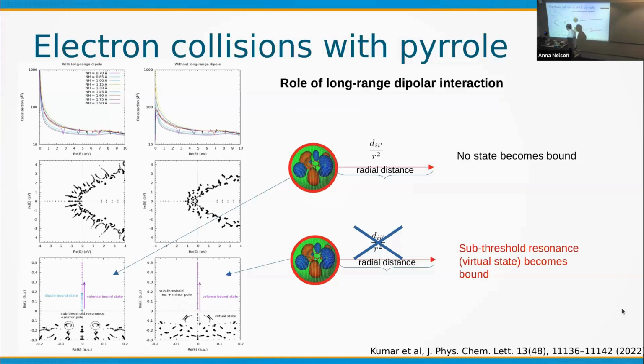So when the long-range dipole is included in the calculation, we see no hole in the complex plane, no resonance that becomes bound. But when we switch off just that long-range dipole interaction, we see that there's a subthreshold resonance or a virtual state that becomes bound. So the mechanism that really is at play here is that there's no sigma star resonance as such that would be going from higher energies to lower ones, but this is an effect of a virtual state.